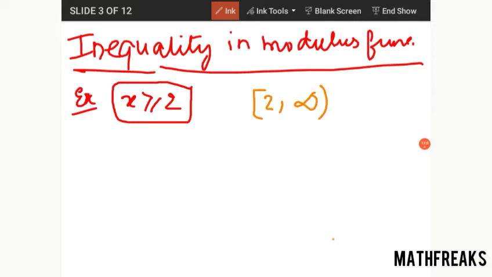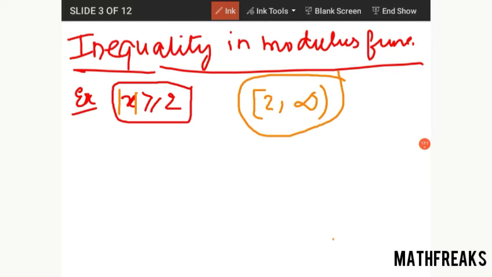Okay, wait, sorry, this will be mod of x is greater than or equal to 2. Now one range we have got: x belongs to [2, infinity).